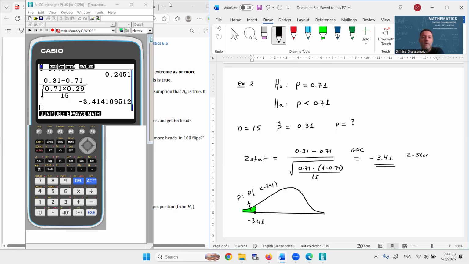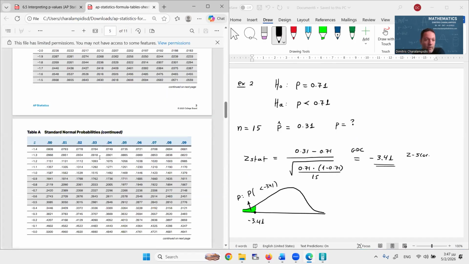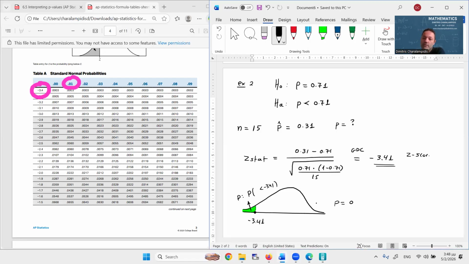3.41. I'm going to go now to the given table, and I will search for negative 3.41. Negative 3.41 can be found here, where the negative 3.4 and the 0.001 meet, which is 0.0003. So the p-value here is 0.0003. I don't need to do anything. I was looking for the area on the left, and the z-scores always provide me with this type of area, so I'm already okay. That is the p-value.